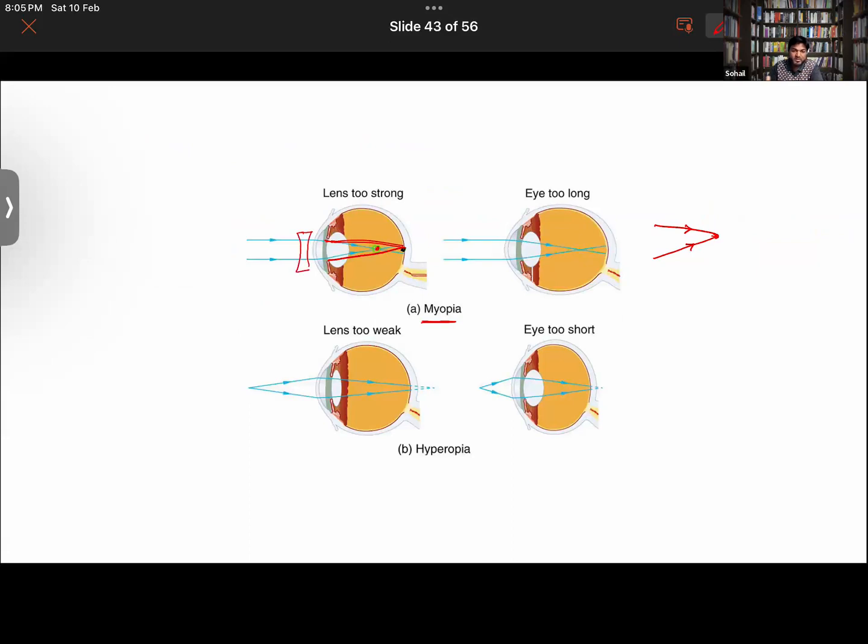Now the rays will be diverged more, and then the image will be formed in the retina. So I hope that is clear to all of you. Any questions?